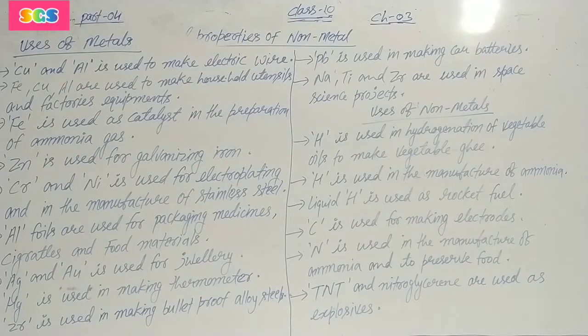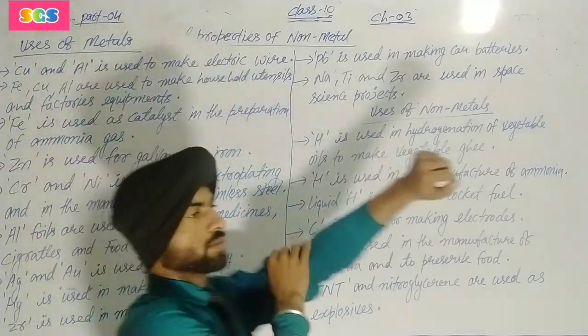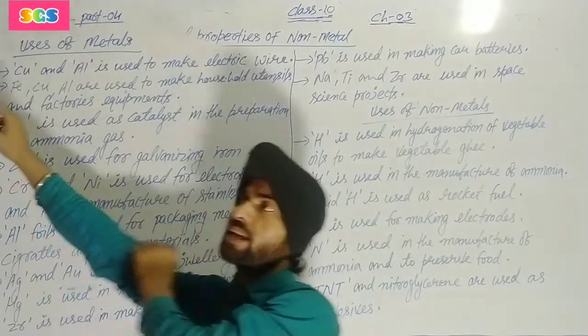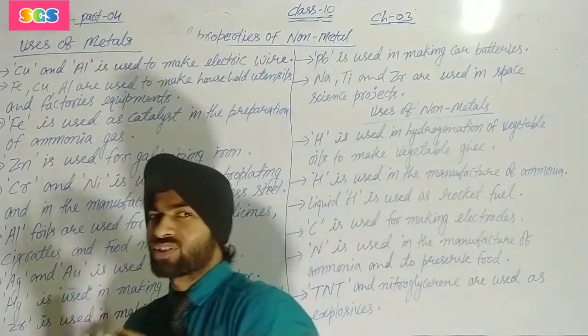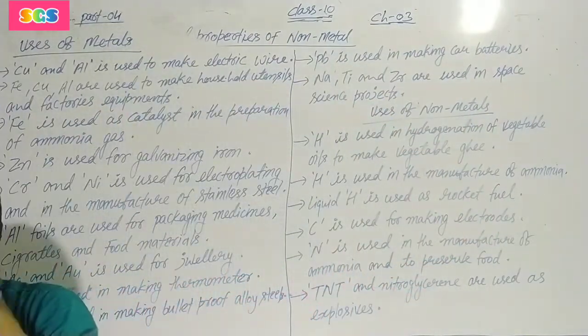First of all, we will talk about the uses of metals. Metals like copper and aluminum are used in making wires. Which type of wires? Electric wires.